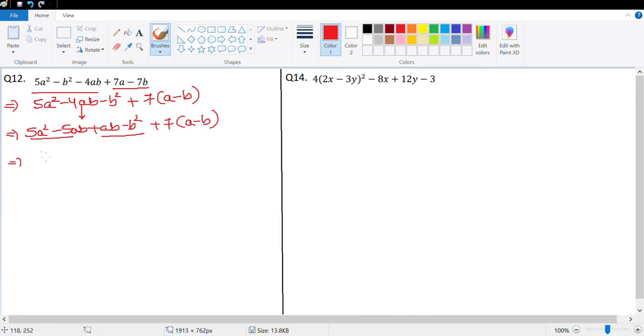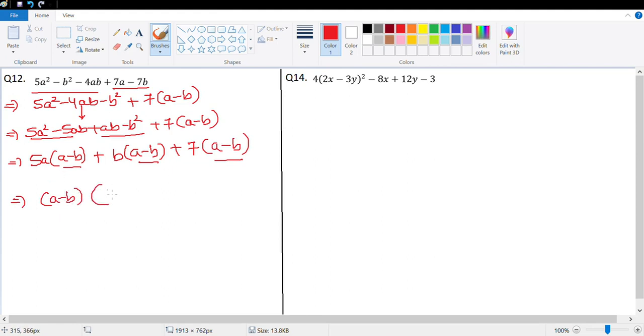What's common between the first two terms is 5a. What I get is a minus b. What's common between these two terms is b. What is left is a minus b plus 7 times a minus b. I notice that a minus b is common in all these three terms. So let's take a minus b common for all these three terms.